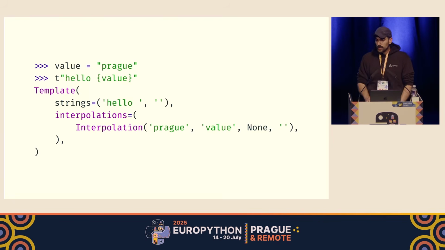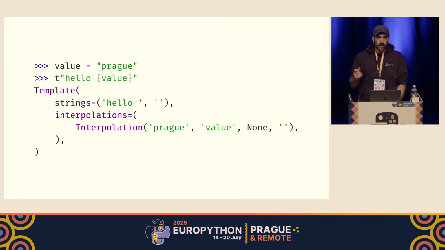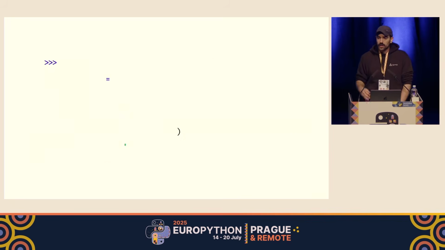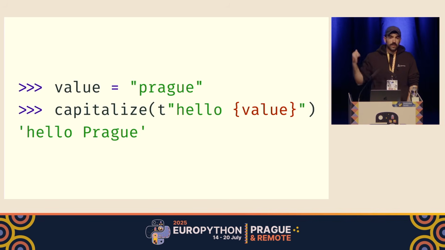A question one might have is, okay, what good does that do me? How can I use that? And the answer is you can write wrapper functions around templates to get access to those string parts and do some basic processing. For example, if you see this thing, Prague is lowercase, but we can write a function that quickly goes through all of the interpolations and capitalizes them. And then we can use that and get Prague uppercase.